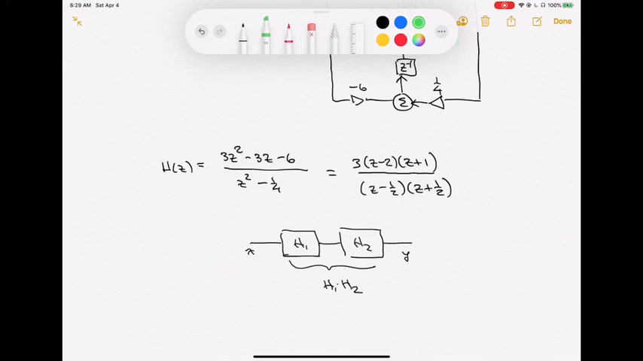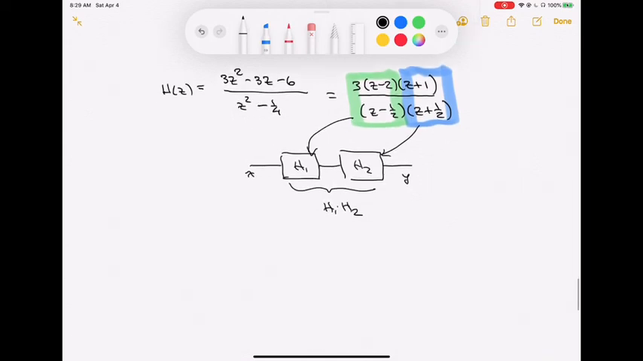Let me go ahead and highlight one set in green, right? And then I'm going to make this one in blue and highlight another set. I can call the one in green my H1, something like that. And the one in blue is going to be my H2. So that would be one way of doing this as a series realization.